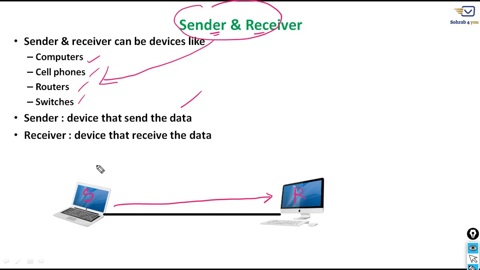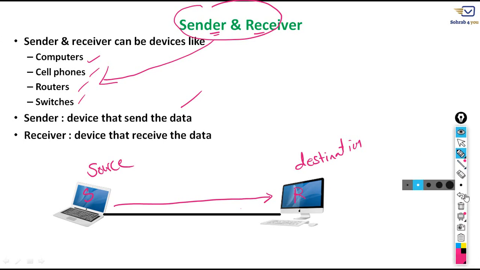And sometimes it's also called source and destination. So simple guys, sender and receiver are computers or cell phones or routers, switches. Sender means the device which is going to send the data, and receiver, the device which is going to receive the data. And sometimes sender is also called source and receiver is also called destination. So yeah, let's move to the next.